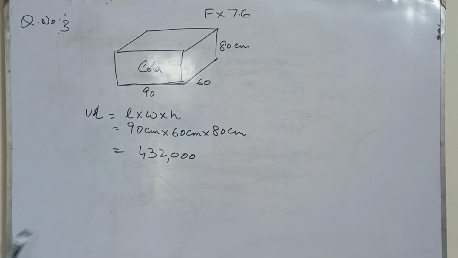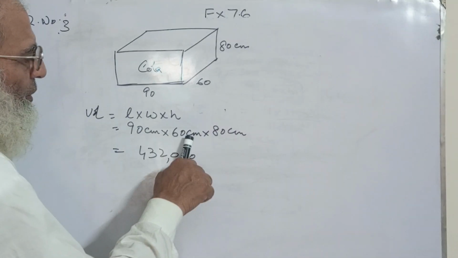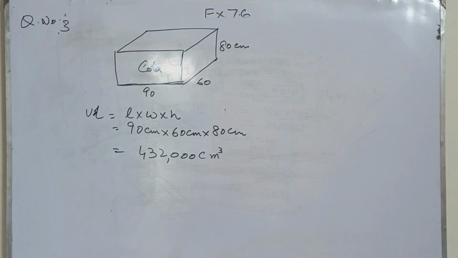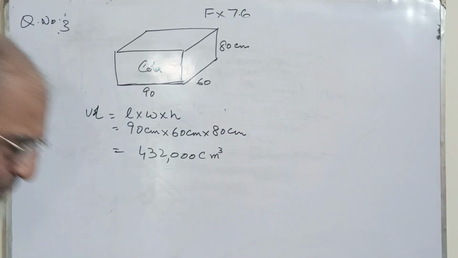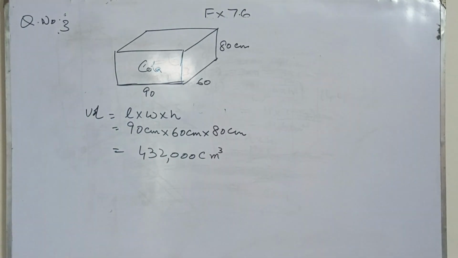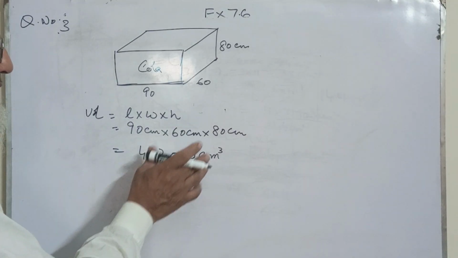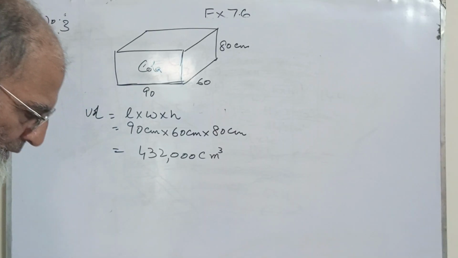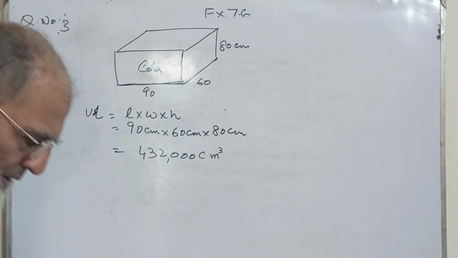432,000. What about the centimeters? It will be like this, centimeter cube. So my dear student, this is not asked in meter square. If it was asked in meter square, I would have converted into meter squares. So this is not been asked. Okay. Now question number 4.